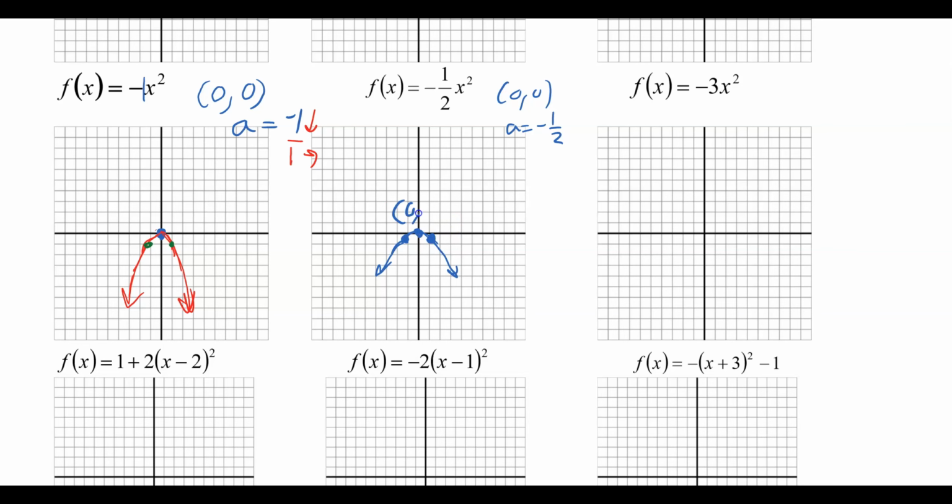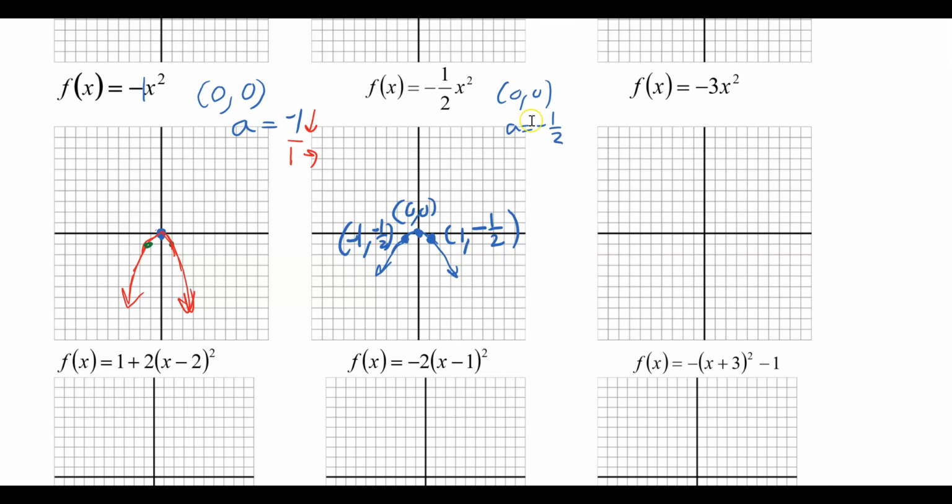So this point is 0, 0. This point now would be 1, -1/2. Same rules apply. We're just adding these two. So -1/2. And then over here, it'd be -1, -1/2.